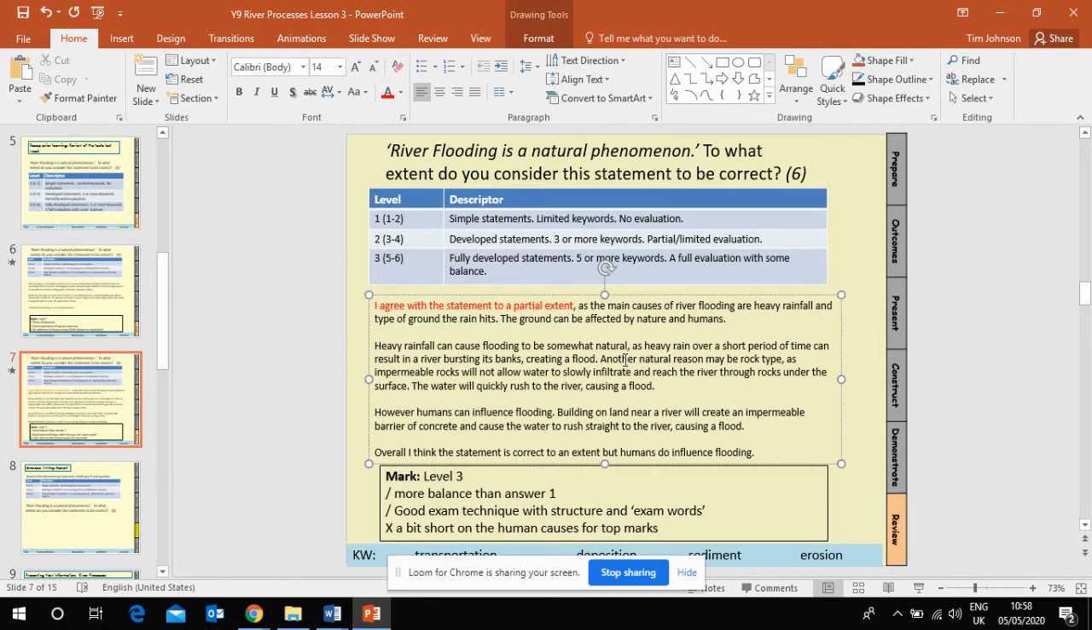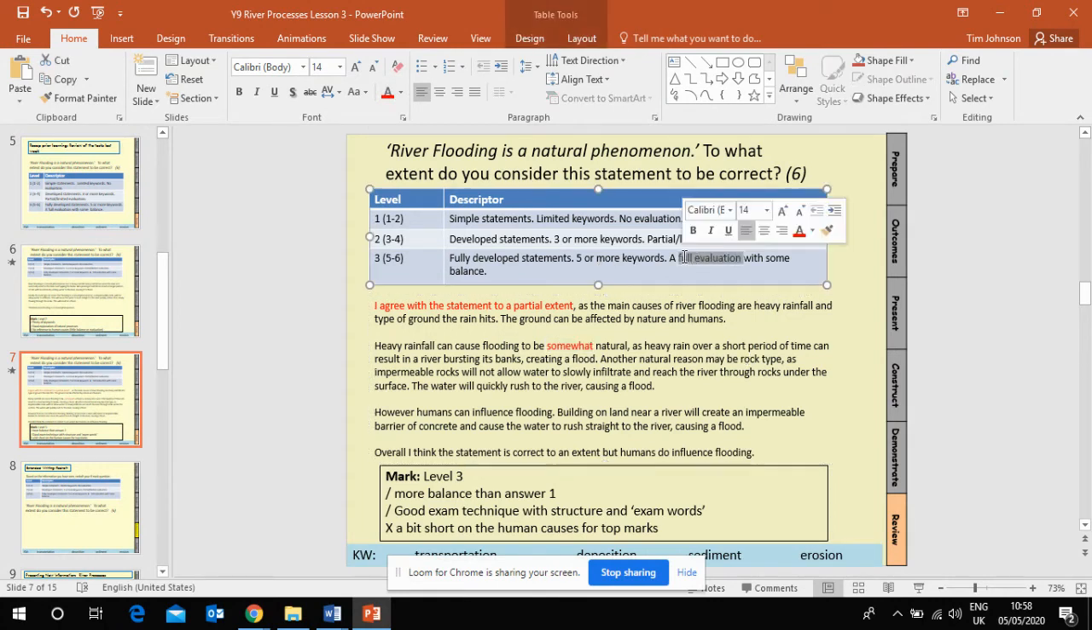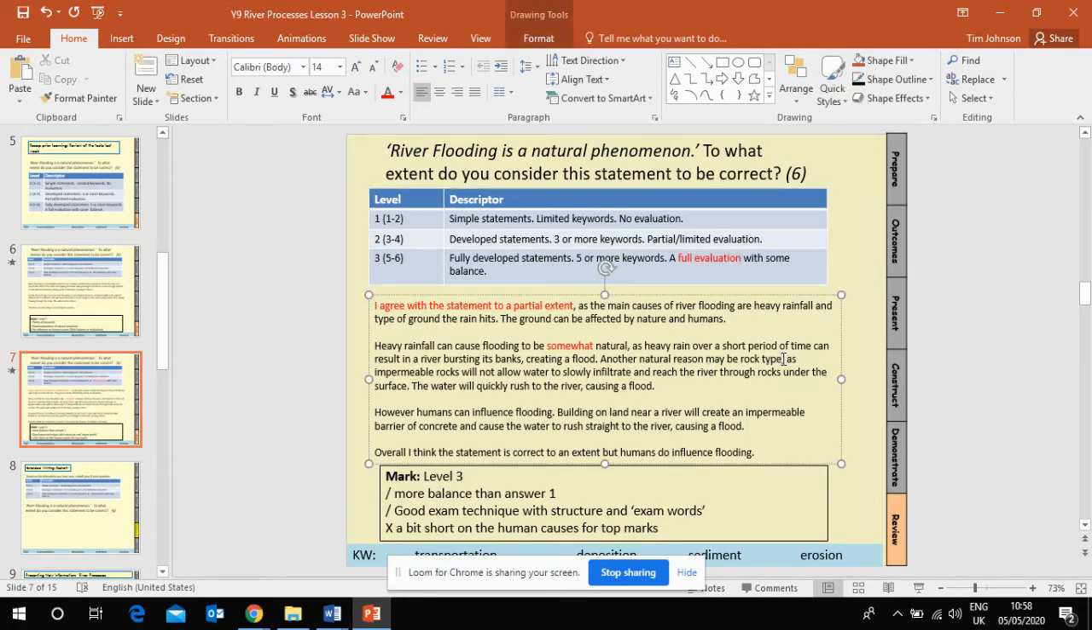Heavy rainfall can cause flooding to be somewhat natural. The somewhat means that you don't think it is all natural. So again, you're getting towards this full evaluation that's here. It then develops another process about rock type. For a 6 out of 6 really, I would like it to say geology, and the building bit could say urbanisation. Again, there's another evidence of evaluation here, which has got the however. And then at the conclusion, it says to an extent. You don't think it's fully to do with physical reasons, but there are humans causing it as well.